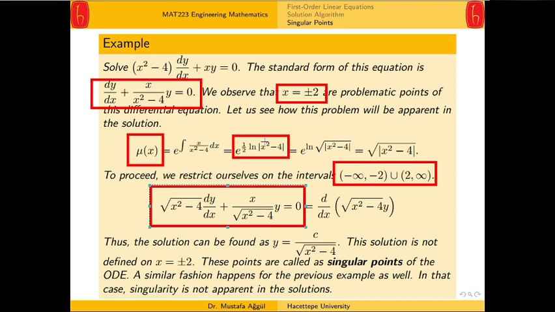this equation. If you multiply the standard form by this integration factor, it will be the square root of x squared minus 4 times dy/dx plus x divided by x squared minus 4, because x squared minus 4 here, if you multiply by its square root, then you will end up with x divided by the square root of that guy. Then it will be multiplied by y, and this will be equal to 0. And we know this is equal to the derivative of this product, the integration factor times y. Okay, and this is equal to 0.